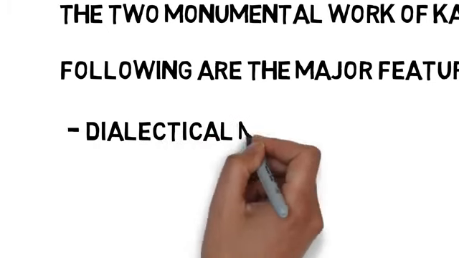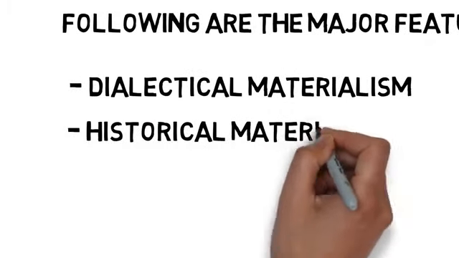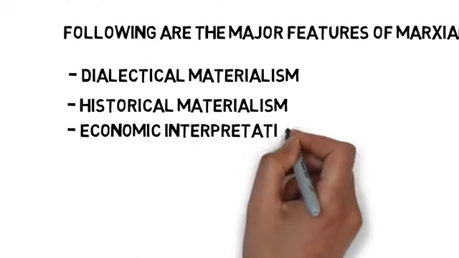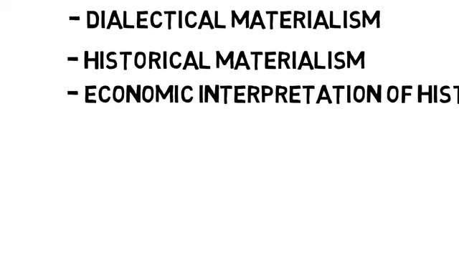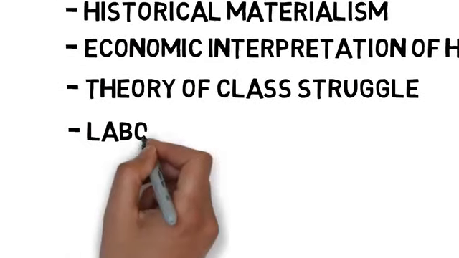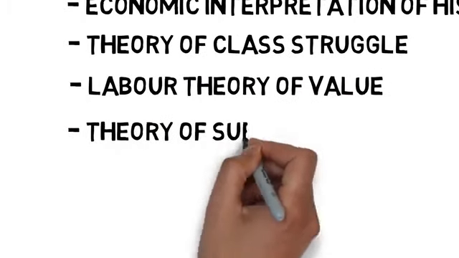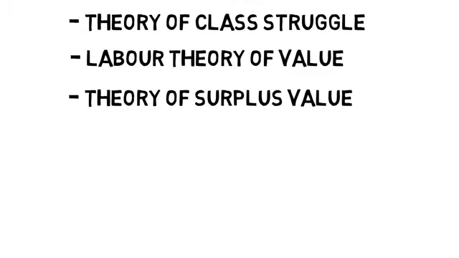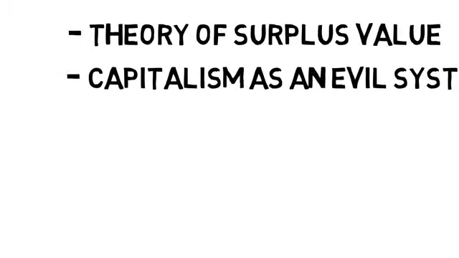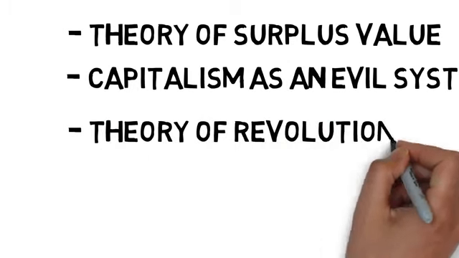First, dialectical materialism. Second, historical materialism. Third, economic interpretation of history. Fourth, theory of class struggle. Fifth, labor theory of value. Sixth, theory of surplus value. Seventh, capitalism as an evil system. And last, theory of revolution.